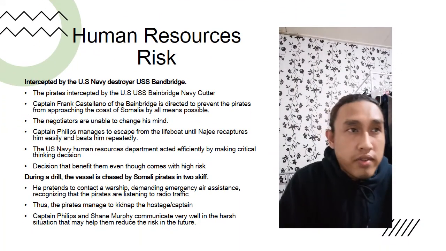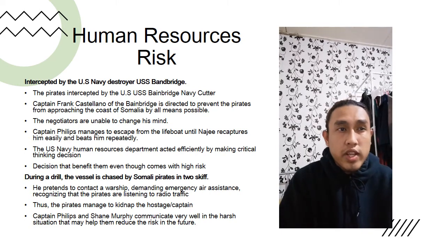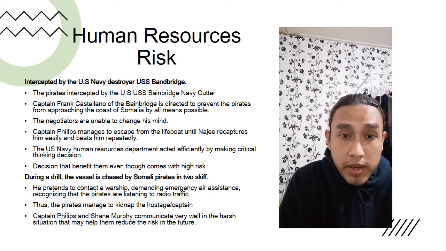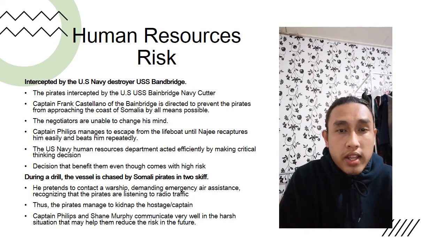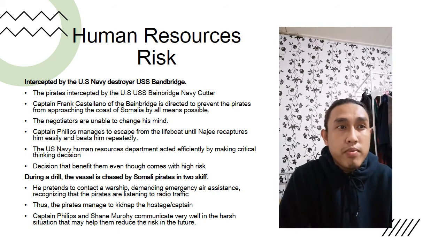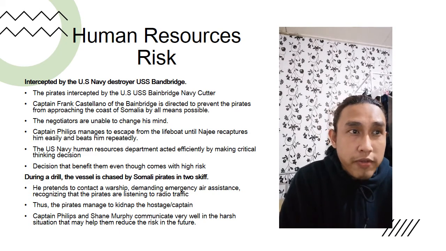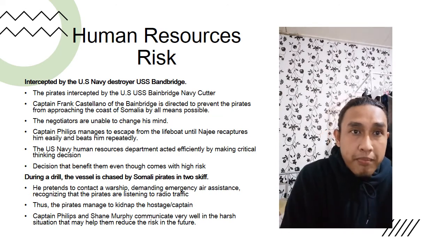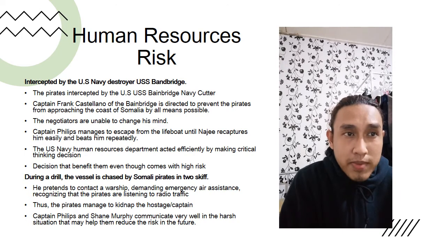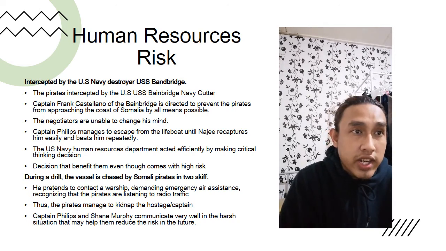Okay, next is the risk assessment for the human resources. Number one, intercepted by the U.S. Navy destroyer USS Bainbridge. After the pirates disconnected from their mothership, they were intercepted by the USS Bainbridge Navy cutter. Captain Frank Castellano of the Bainbridge is directed to prevent the pirates from approaching the coast of Somalia by all means possible. The negotiators are unable to change his mind. Phillips manages to escape from the lifeboat until Najee recaptures him and beats him repeatedly.